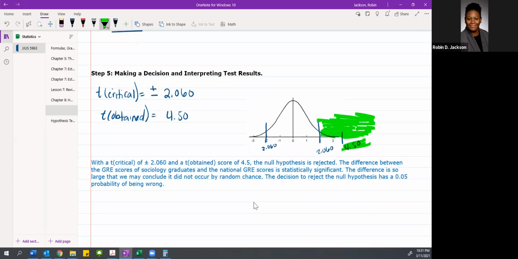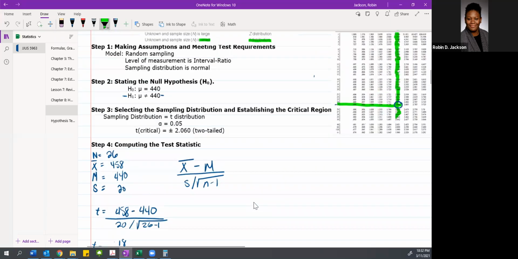So we're gonna go ahead and interpret that. This is how you would write it or interpret it. Remember, this is a two-tailed test, so it's going to look a little bit different than the previous interpretation. With a T critical of plus or minus 2.060 and a T obtained score of 4.5, the null hypothesis is rejected. The difference between the GRE scores of sociology graduates and the national GRE scores is statistically significant. That should say GRE scores nationwide.